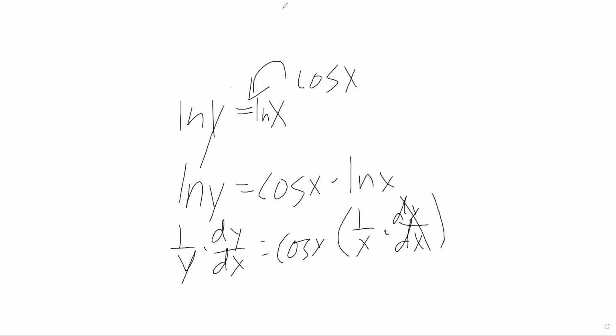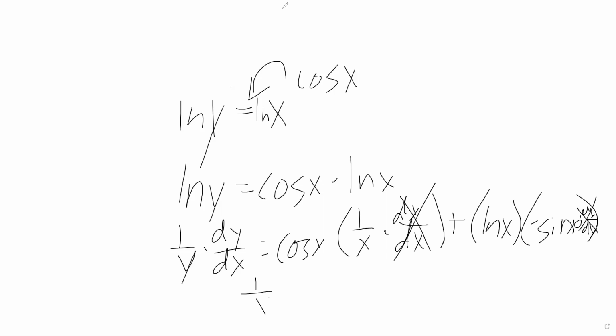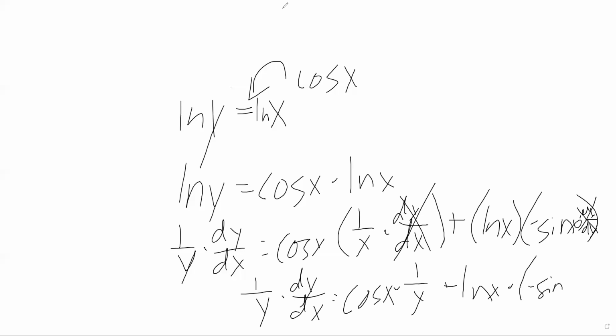I'm just going to cancel this out now because I know that's 1. Plus the second ln of x times the derivative of the first negative sine of x, right? Times dx over dx. Again, though, that's just going to be 1, so I'm going to cancel that out. Clean it up a little bit. 1 over y times dy over dx equals the cosine of x times 1 over x plus the ln of x times the negative sine of x, right?